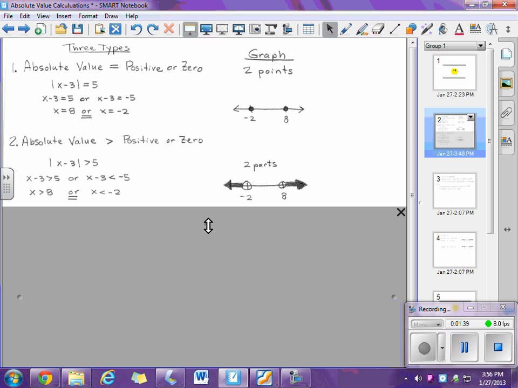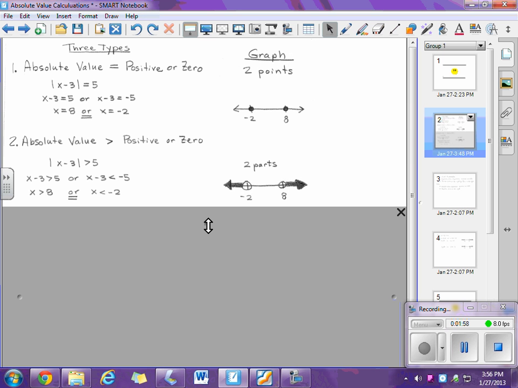See how we're changing that 5 on the right-hand side to a negative 5, and that's also changing the direction of the inequality sign. When we simplify both of those inequalities, we get x is greater than 8 or x is less than negative 2. And again, that or is very important.